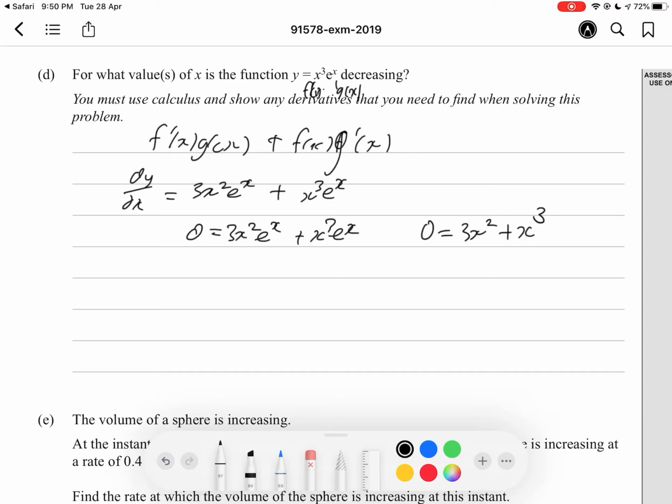Degree 3, with coefficients 1, 3, 0, 0. So I got x equals -3 and x equals 0.